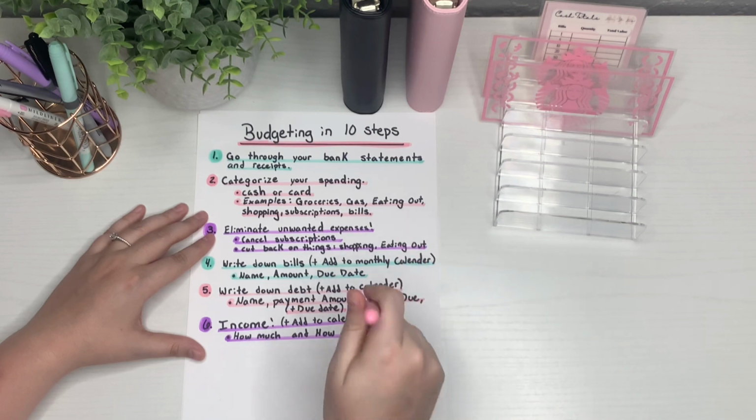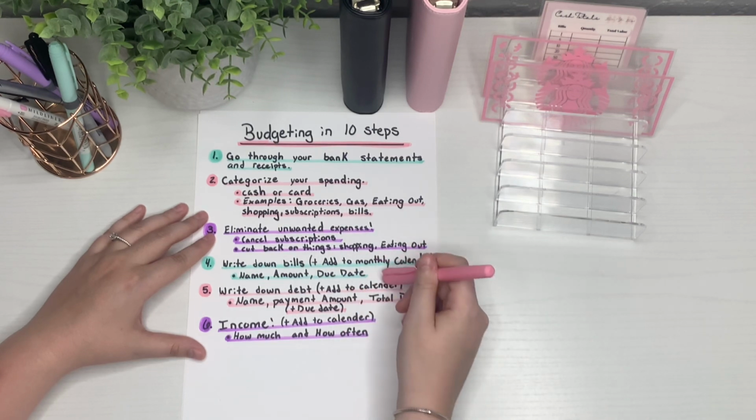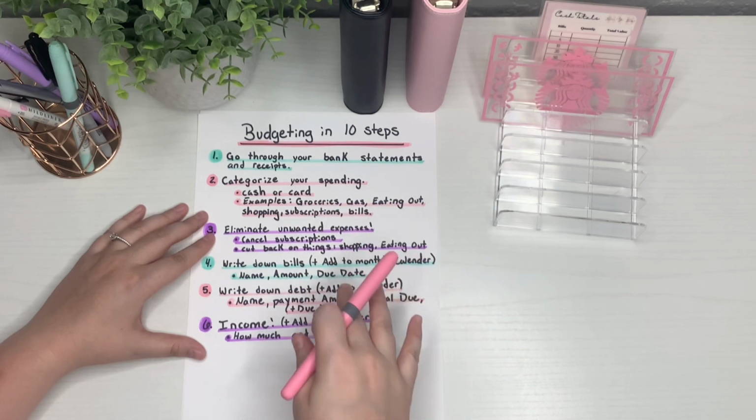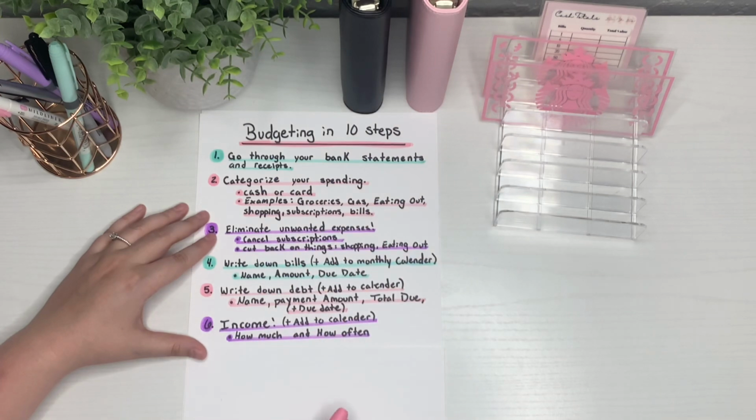So make sure that you are putting that in your calendar. What events are coming up, any doctor's appointments that you'll be spending money on, any of these things, co-pays, these things you need to pay attention to or else you will miss them.